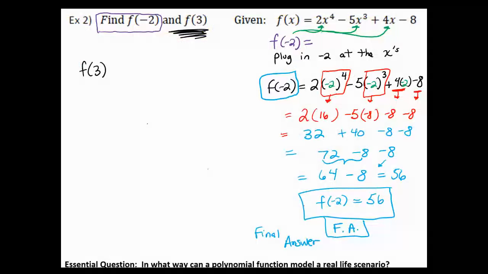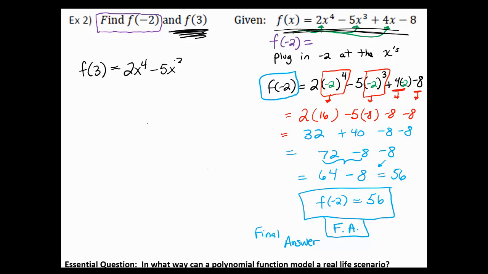Sorry. So f of 3 is equal to, I'm just writing the problem down from right over here, okay? So 2x to the 4th. So hit pause and you do it and see if you get the same answer as me. Do it on your own. And then start the video again and we'll double check.